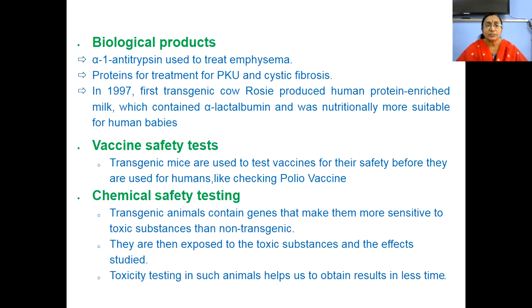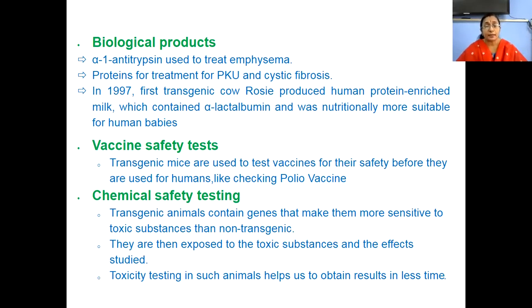Then we can use these transgenic animals to produce many biological products, like some particular components that will help to treat some conditions in our body, like alpha-1 antitrypsin, which is used to treat emphysema. Then we have proteins for the treatment of phenylketonuria and cystic fibrosis.